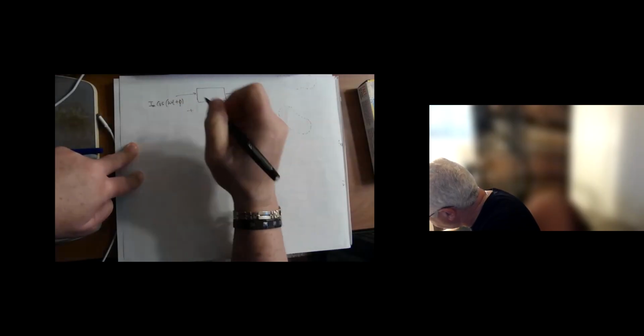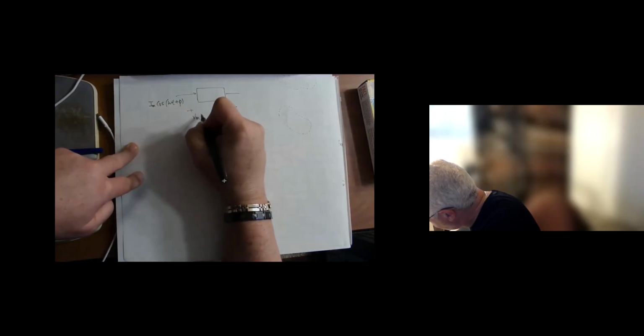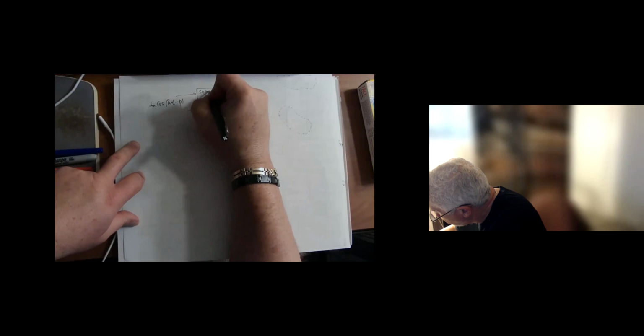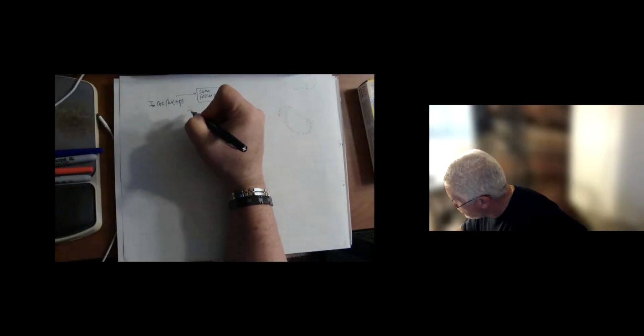Okay, so we started by assuming some element that has a current Im cosine(omega t plus phi), and it has a voltage across it Vm cosine(omega t plus theta). So essentially, I'm giving you two different magnitudes, and this is some passive circuit. You know it's passive because the current is coming in the positive terminal of the voltage.